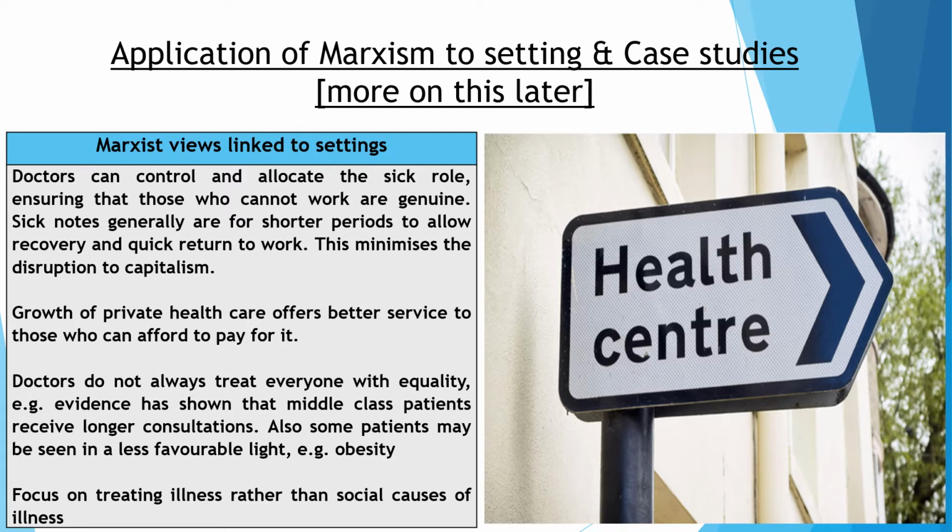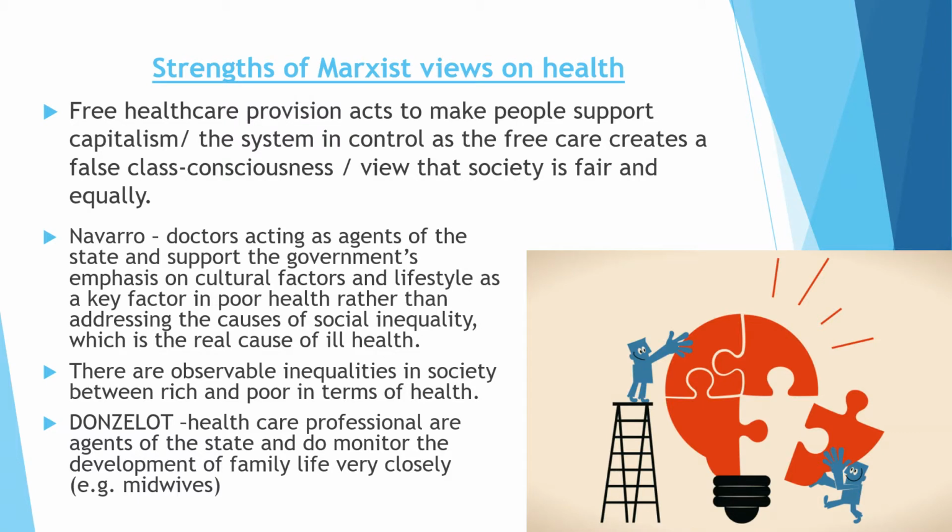what has caused it. Now, the strengths of Marxism: free healthcare provision, we can see that there's a connection to capitalism. So again, free healthcare provides a false class consciousness that society is fair and equal and everyone gets help. Doctors are agents of the state. They control access to medication, and the definition of illness. And again, that doesn't really address causes of inequality. It just monitors what's happening.